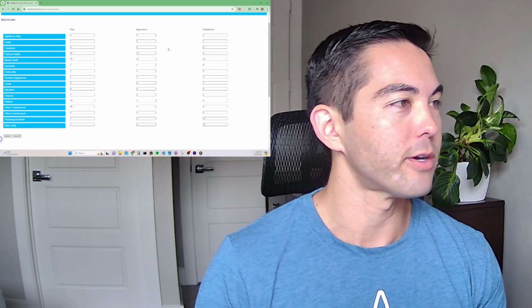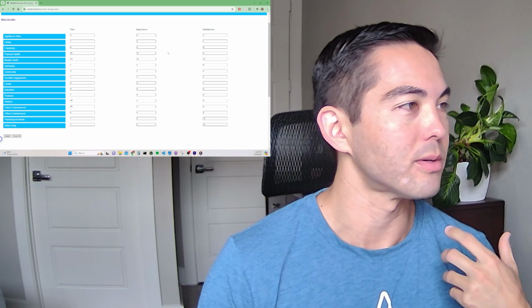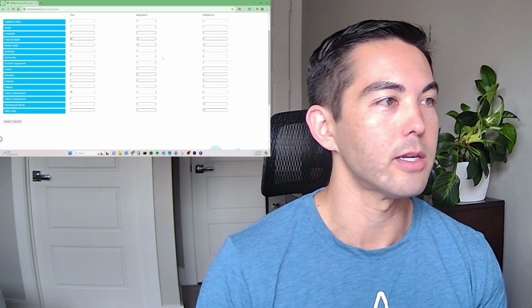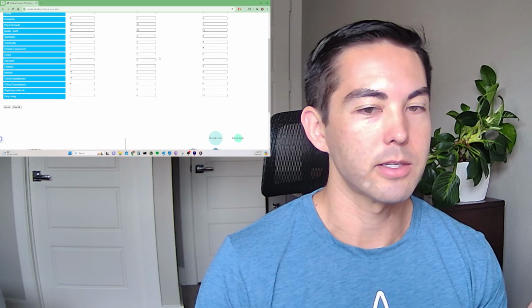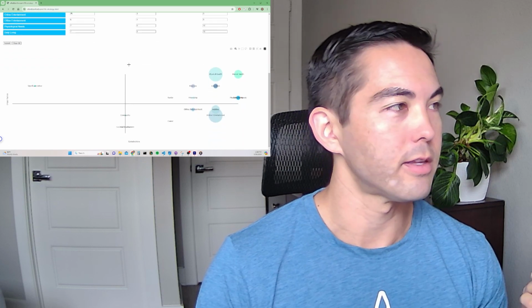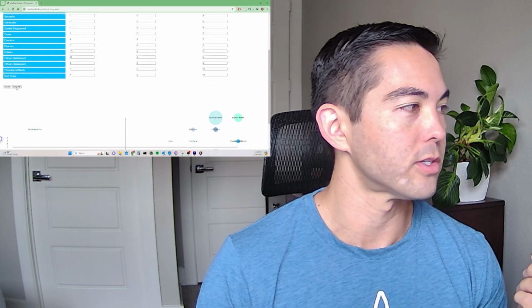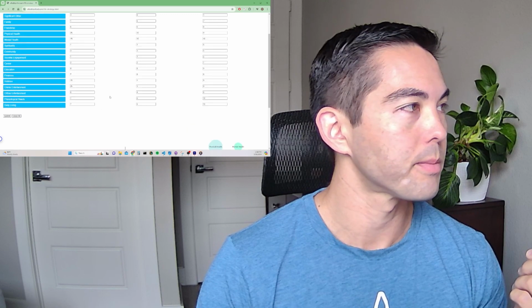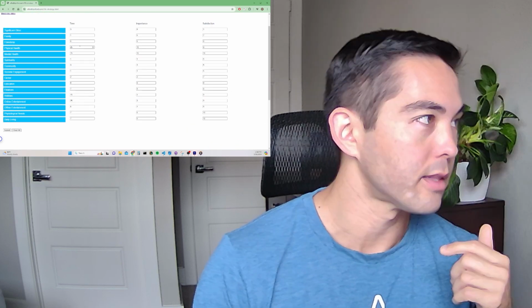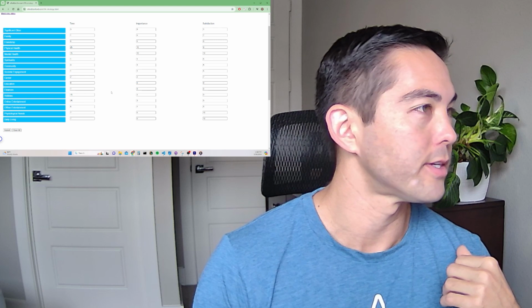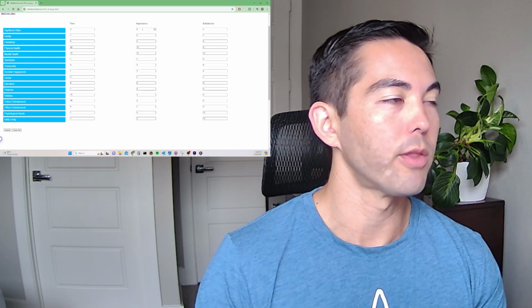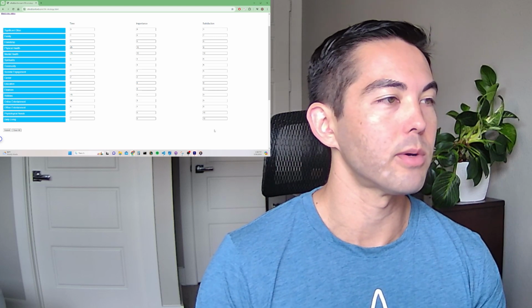The default numbers here are actually my personal numbers for early 2024, and you can see an example plot here. If you want to do your own and this is distracting to you, you can just hit clear all and clear them. For time, you can put the number of hours per week that you spend on each of these, importance 1 through 10, and satisfaction also 1 through 10.